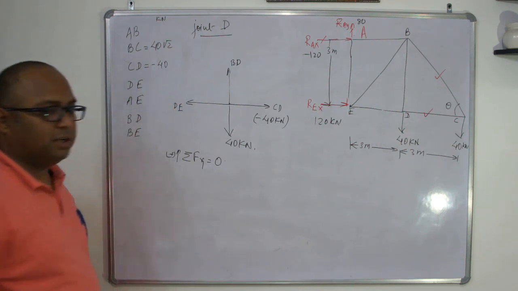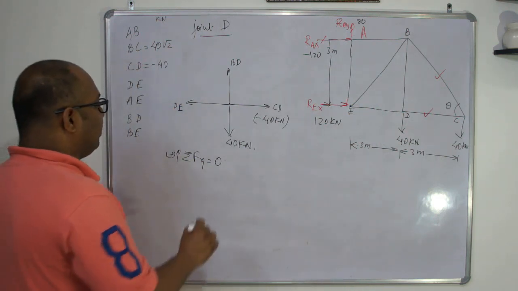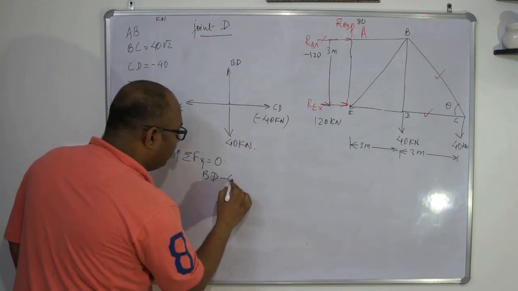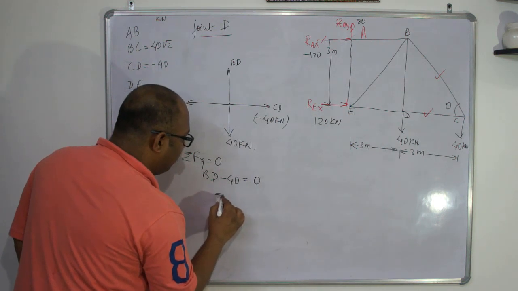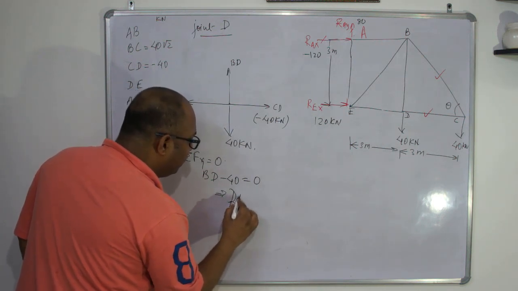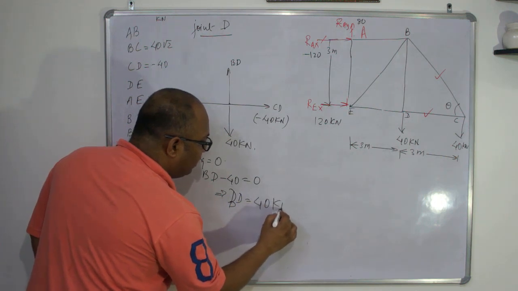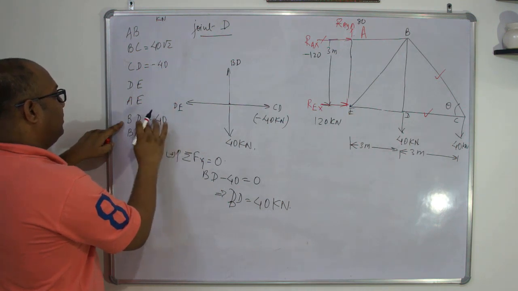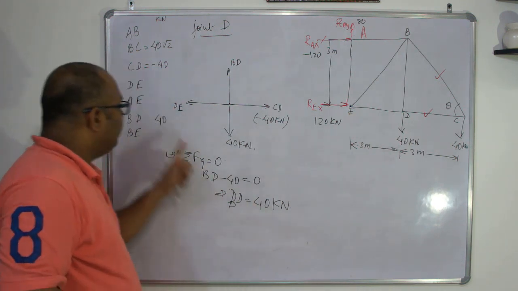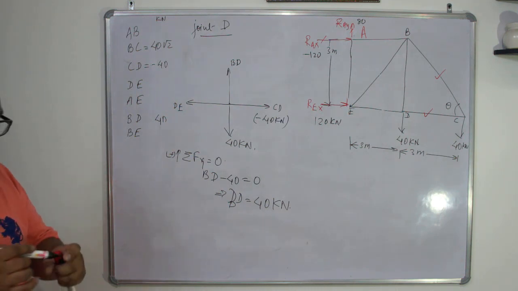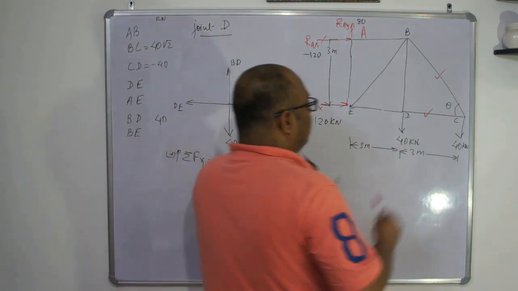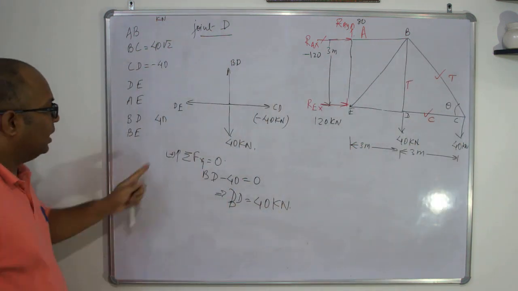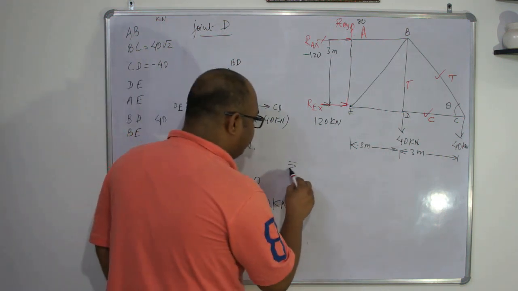So let us go for summation Fy first, assuming upward direction as positive. So BD minus 40 equals 0, which implies that the force in member BD is 40 kilonewton. And because it is positive, this member is in tension. Is that okay? So don't forget to remember this. This is compression, tension, tension. Now let us go for summation Fx equals 0.